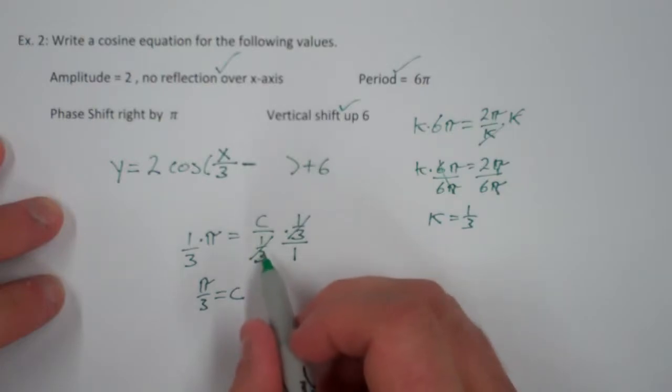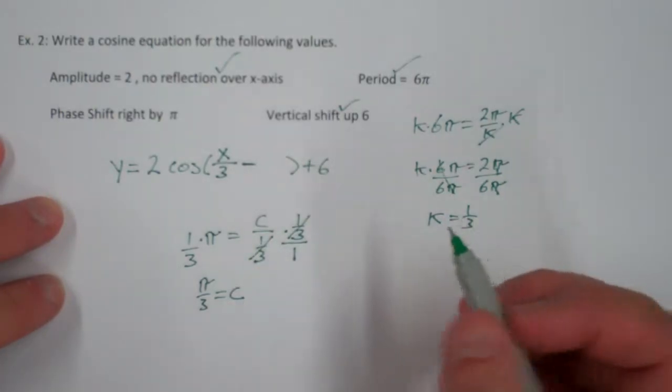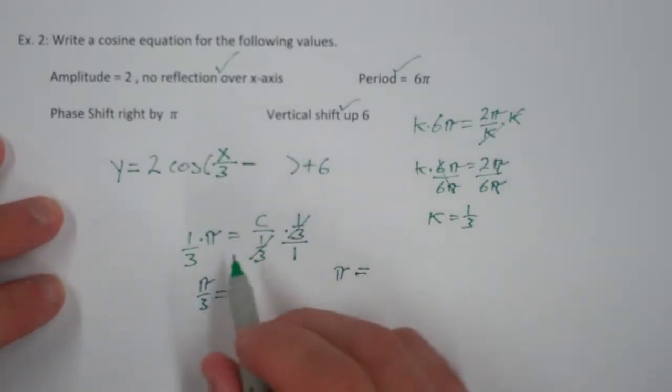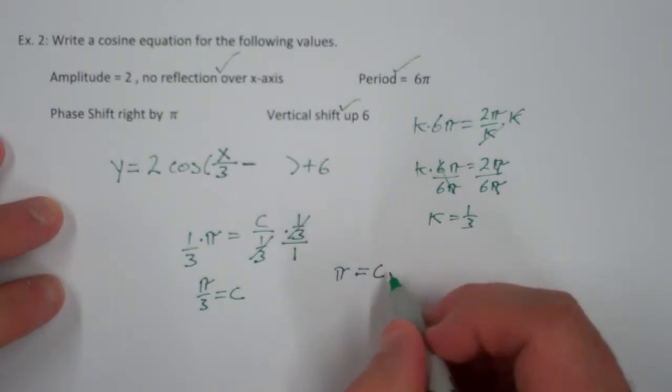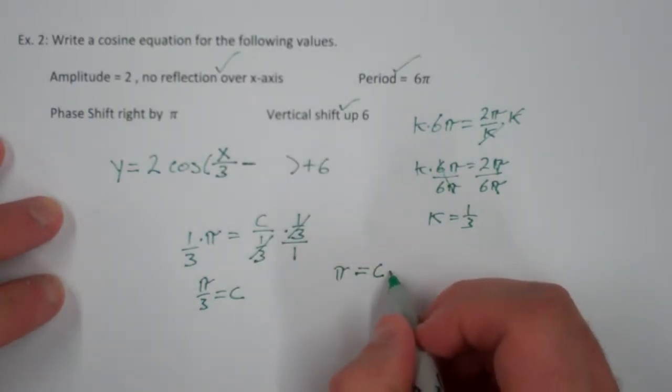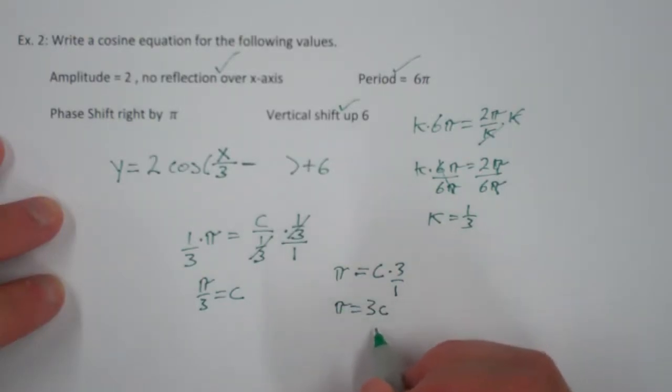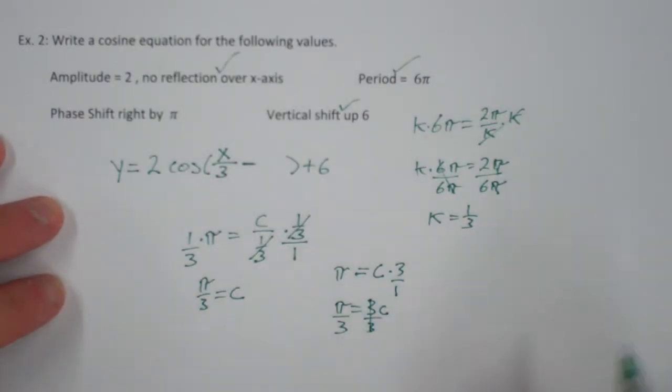This is a tricky part. You don't want to multiply by 3. If you do that, you wouldn't be canceling this out. If this is better for you, you can do this too. You can have c here, and then multiply by the reciprocal, which is 3 over 1. So we've got pi is equal to 3c, then you can divide by 3. And c will still be pi over 3, whichever way you want to do it, so no worries there.